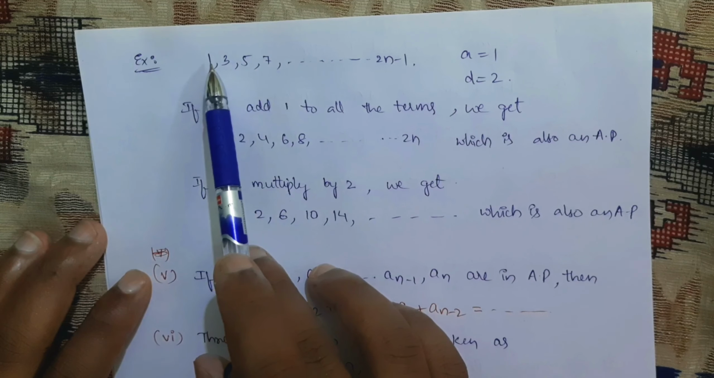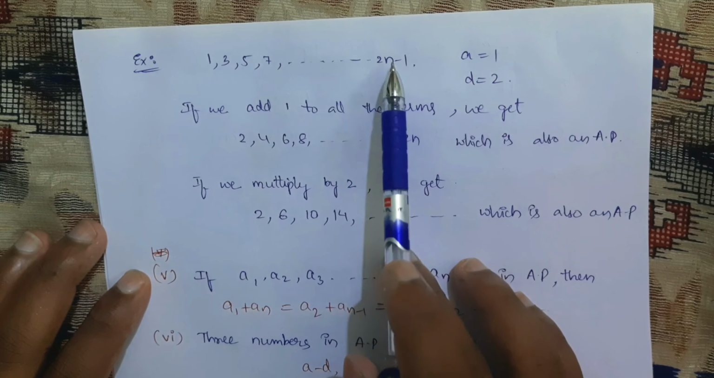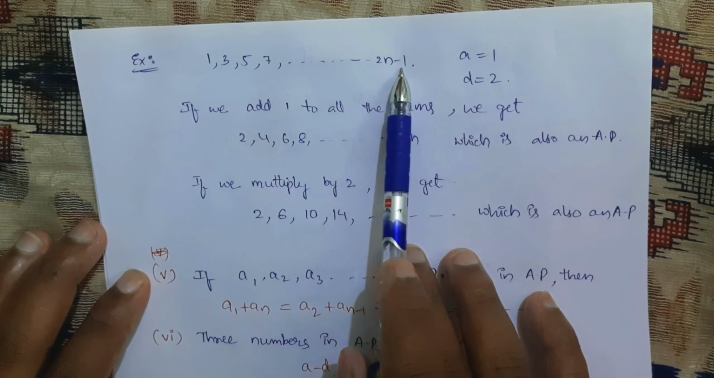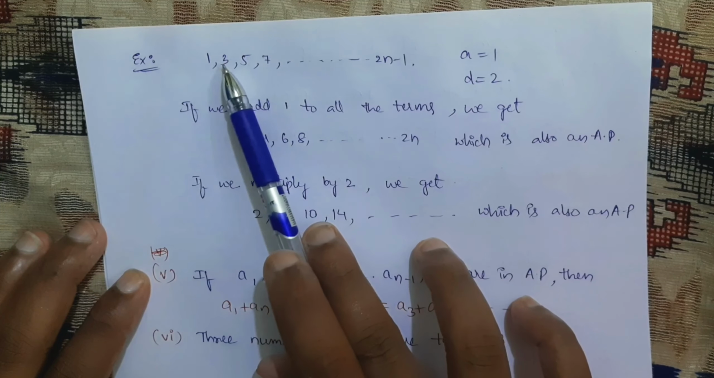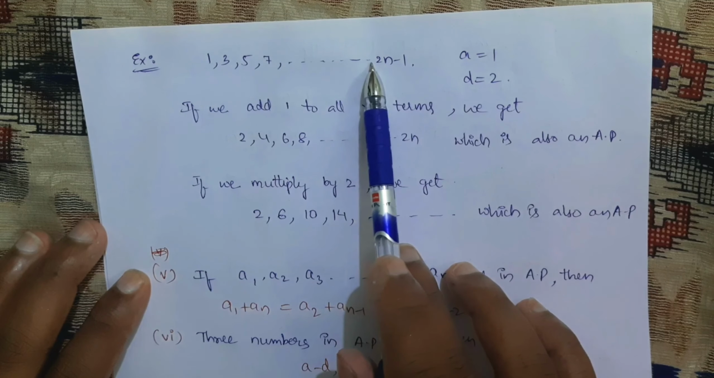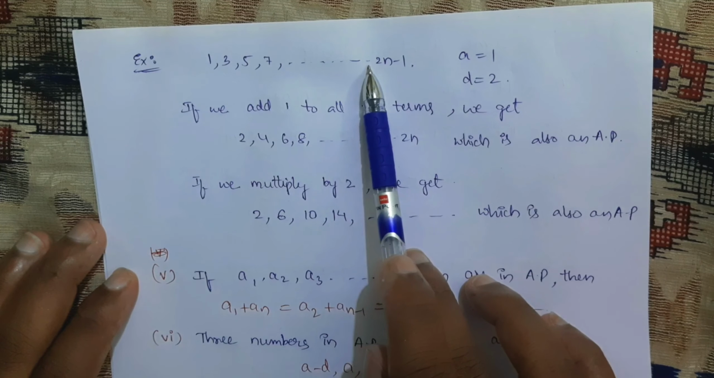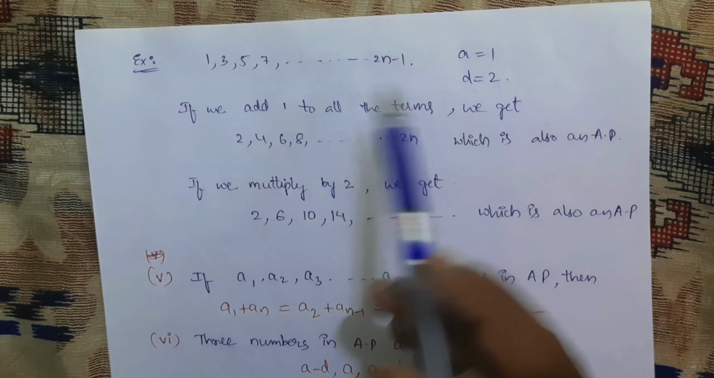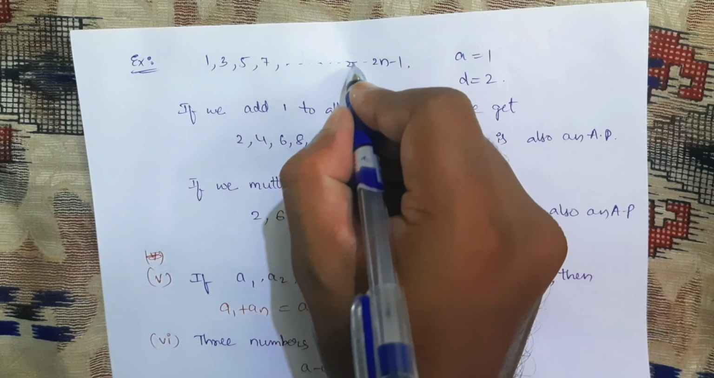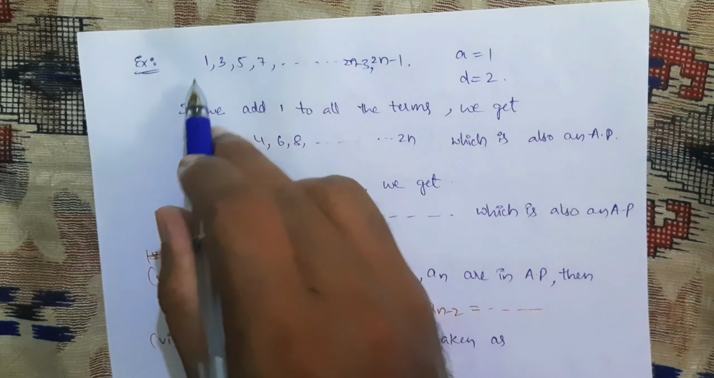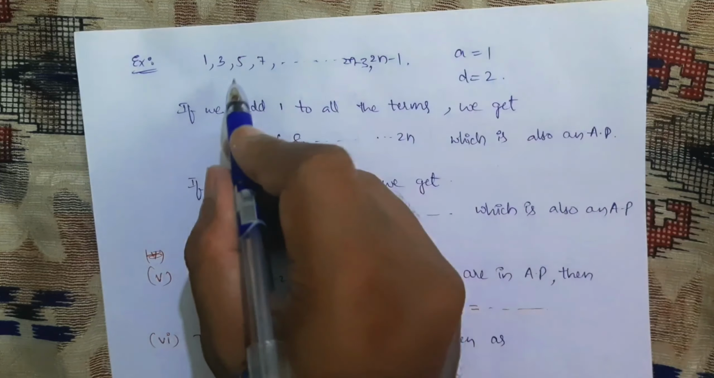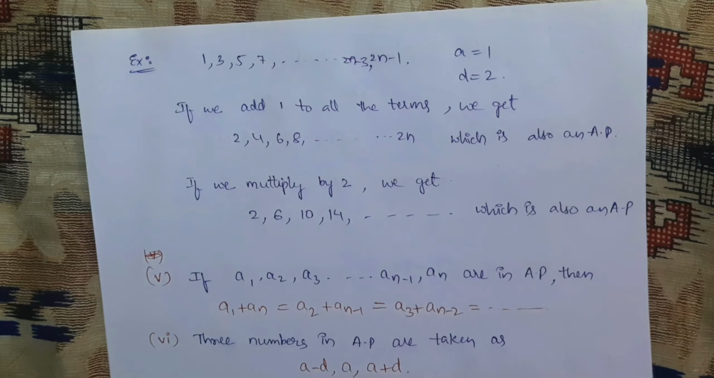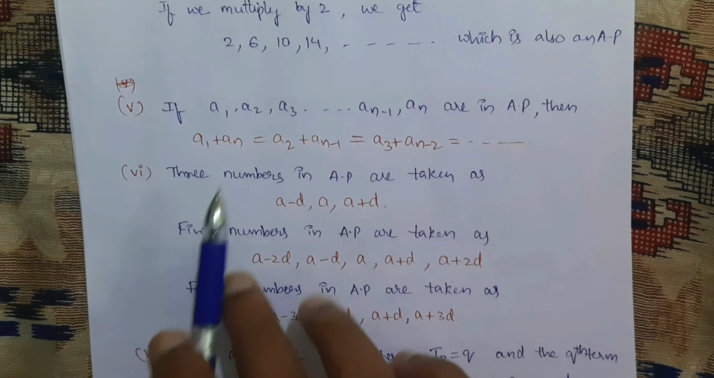If 1 is the first term, the last term is 2n minus 1. Add these two, 1 plus 2n minus 1, you will get 2n. Similarly, 3 plus the term before the last. Sorry, the last term is 2n minus 1, the term before it is 2n minus 3. 3 plus 2n minus 3 is 2n. The first and last terms give 2n, and the second term and the second from last, if you add, again you will get 2n. That means the sums of first and last terms will be equal.